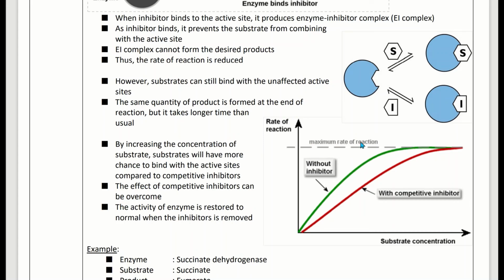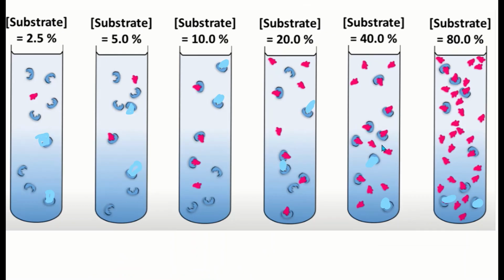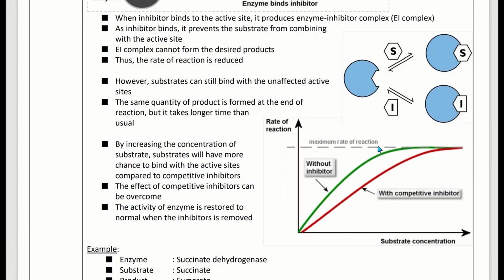Kenapa ada maximum rate of reaction ni? Dia depends dekat amount of enzyme that we have. Okay, so if we look at the picture, enzyme ni banyak ni je. So you tambah banyak mana lagi pun substrate, rate of reaction tu akan limited sampai ini sahaja. Okay, sebab sekarang ni semua enzim dah dipenuhi dengan substrate. So you tambah substrate lagi banyak mana pun, enzim dah pack. So itulah maximum rate of reaction. Okay. So kat sinilah maximum rate of reaction tu.